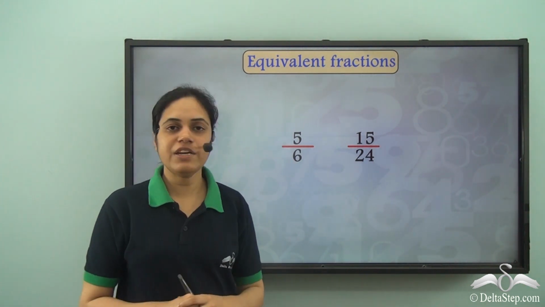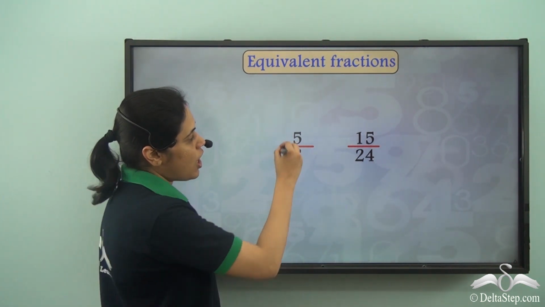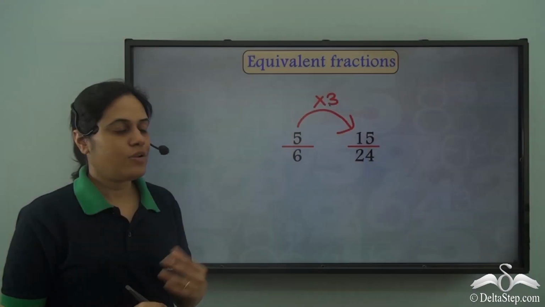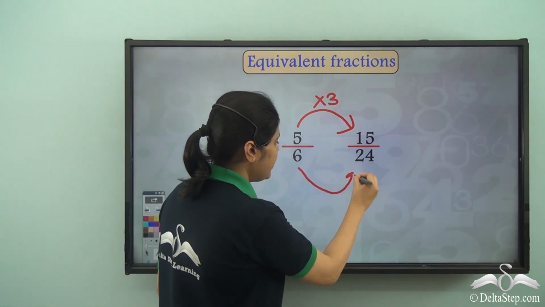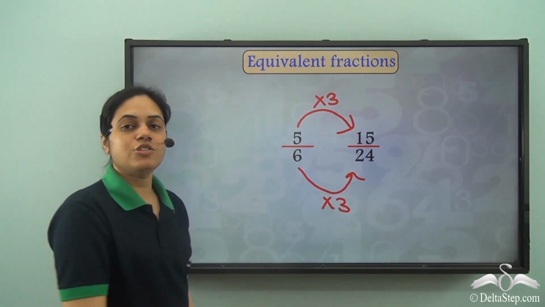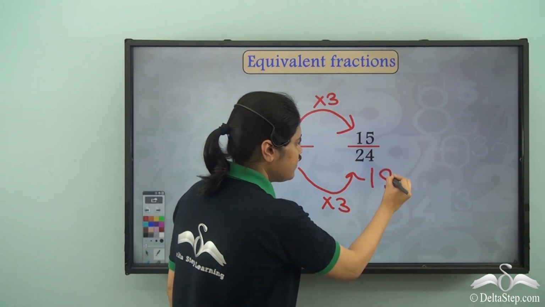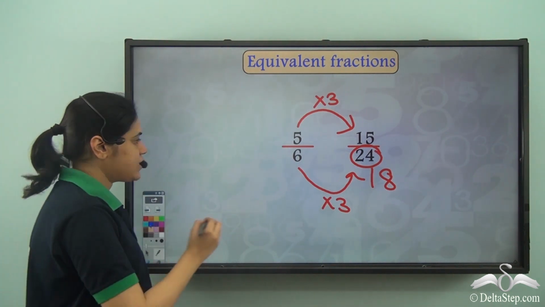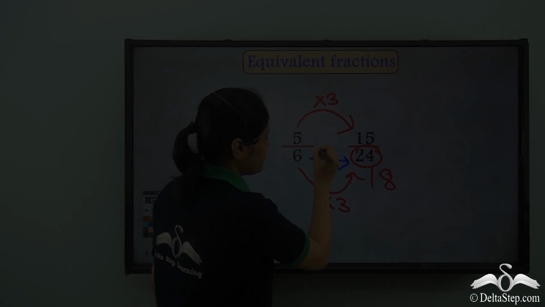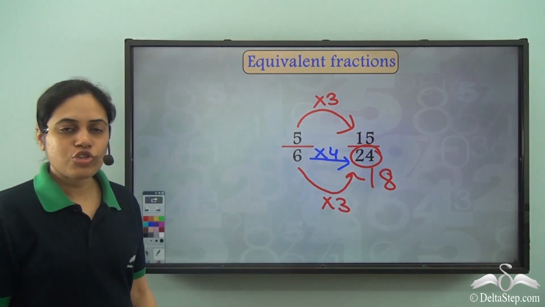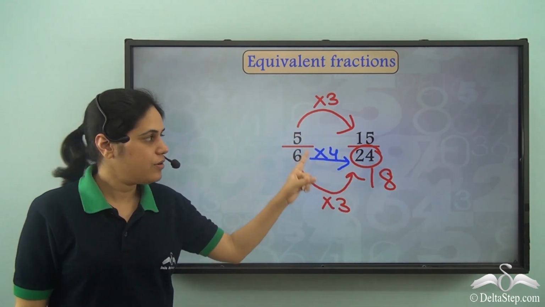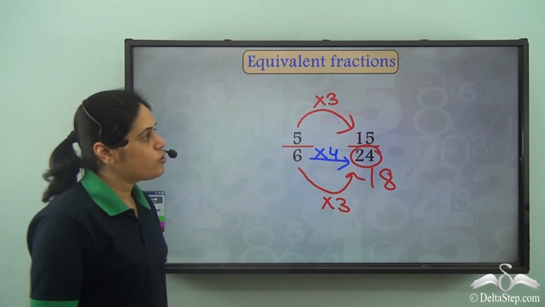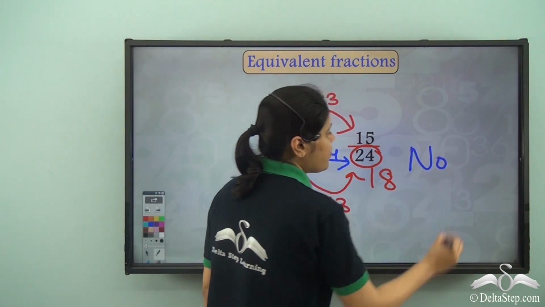Now are these equivalent fractions? Let us see. How do we get 15 from 5? By multiplying with 3. What if I multiply 6 by 3? 6 into 3 gives me 18. But we have 24 here, which is 6 into 4. So we are not multiplying by the same number. Numerator is multiplied by 3, whereas denominator is multiplied by 4. So these are not equivalent fractions.